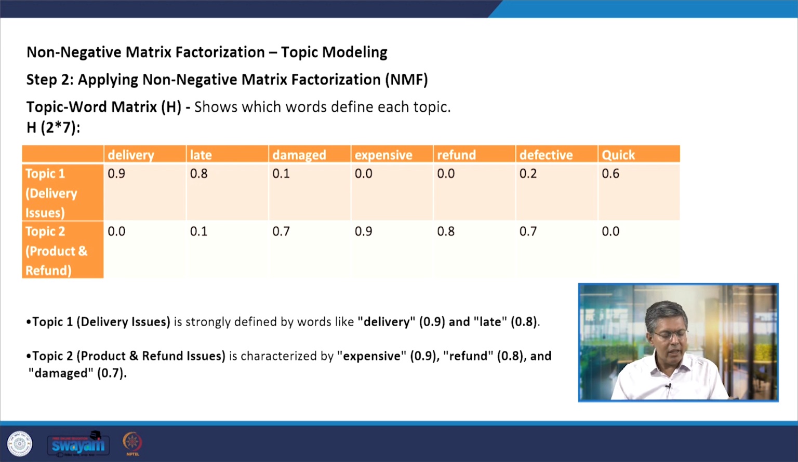So, topic 1 is strongly defined by words like delivery and late, which is 0.8. Topic 2, product and refund issues, is characterized by expensive, which is 0.9, refund 0.8, and damaged and defective also 0.7. So, basically what we are doing is we are trying to find the value of V through the W and H matrices, and it will tell us the actual mathematical value, which tells the importance.